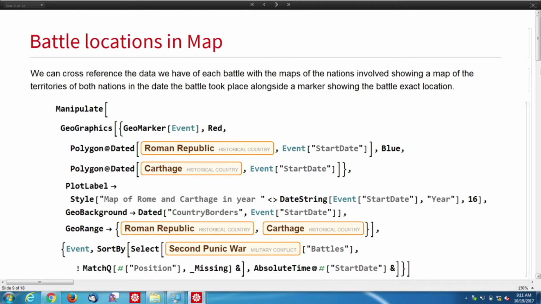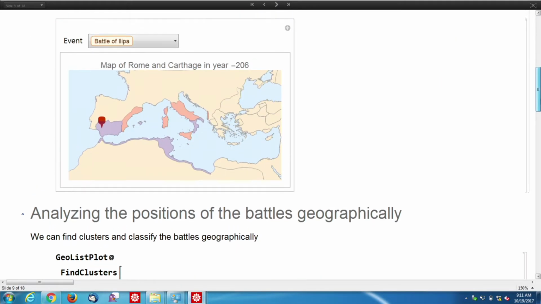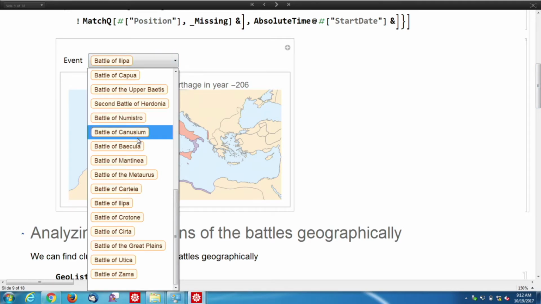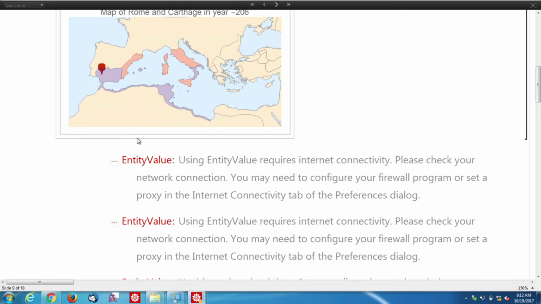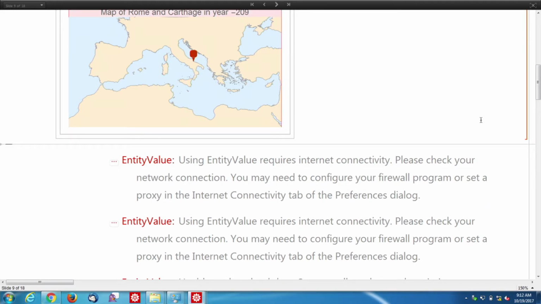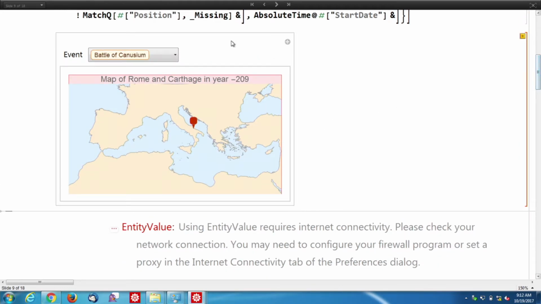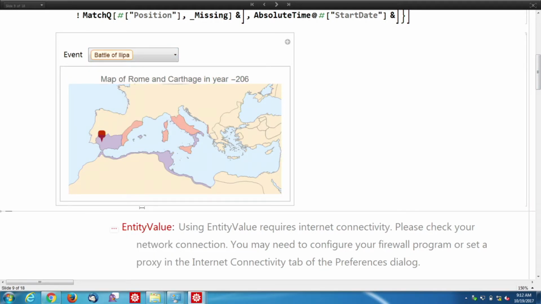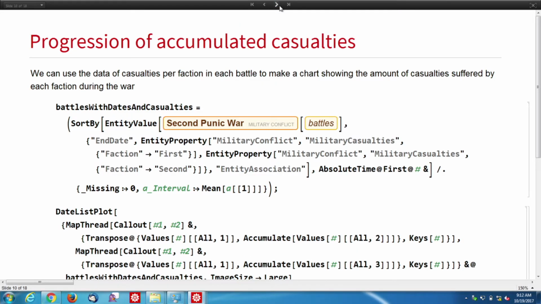Should I rush through this? Okay. Here, for instance, we can look upon the battles. Oh, great. That failed. The entity values. That's weird. Well, we can mark the battle and the year and call upon the polygons of that year.